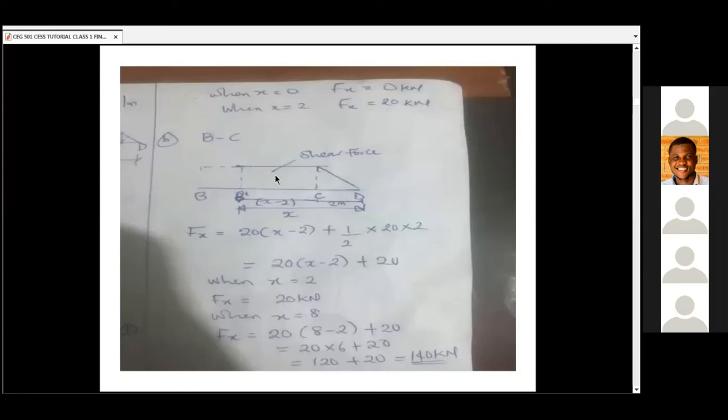So now looking at the shear force, the area of the rectangle will be 20 times X minus 2 for span B prime C. And then the shear force of the triangle, which is span CD, will be half base times height, which is half times 20 times the base, which is 2. Okay? So if we break it down, we would get 20 into brackets, X minus 2, plus 20. So then when we put X equals 2, we get 20, which is what should normally be there. And then when X equals 8, we get 140 kilonewton.